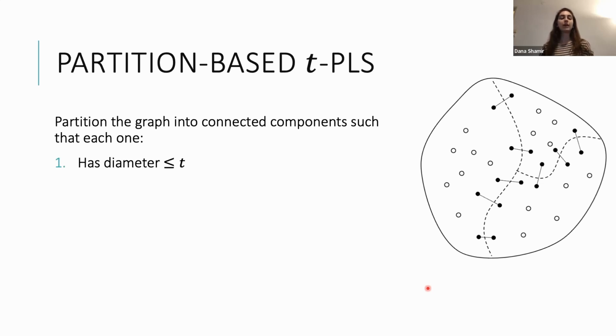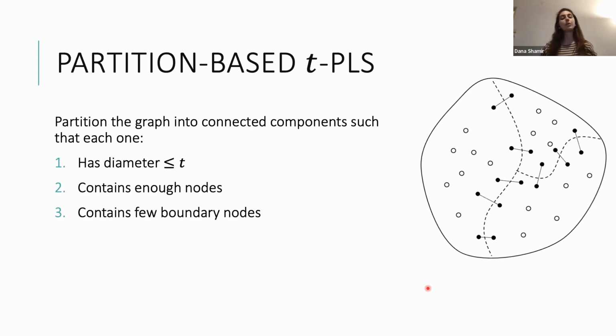This will allow each node to view its entire component because, as I said before, in a TPLS, each node can view its entire T neighborhood. And we also want some balance between the inner nodes of the component and the boundary nodes. The boundary nodes are all the nodes of the graph that are adjacent to a node from a different component. We want enough nodes in the component, but not too many boundary nodes. And we will see later why.